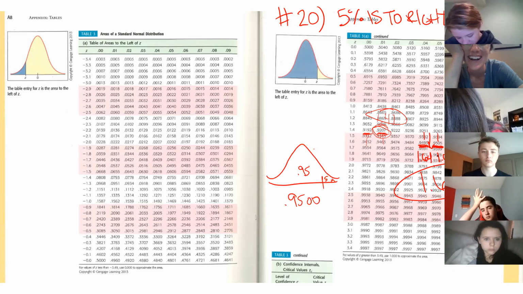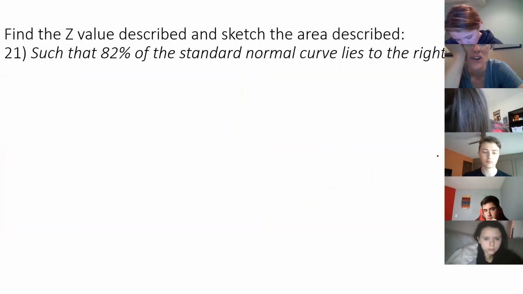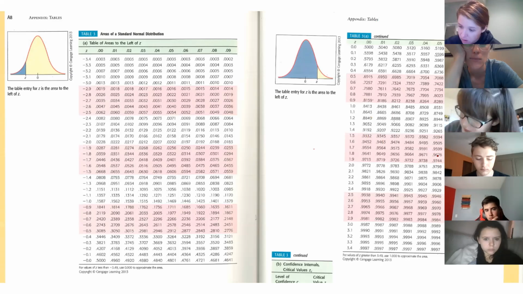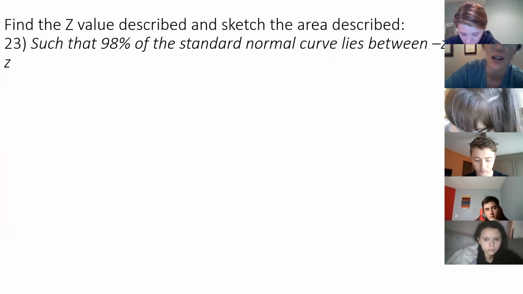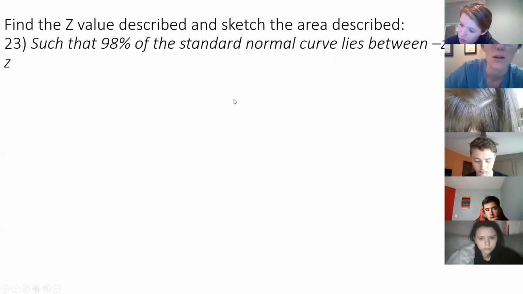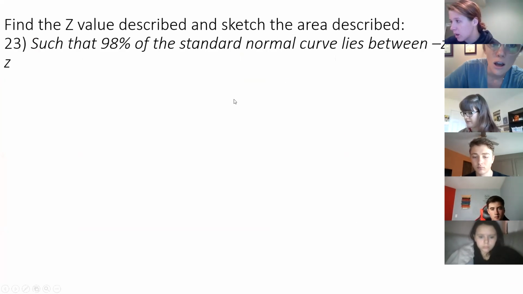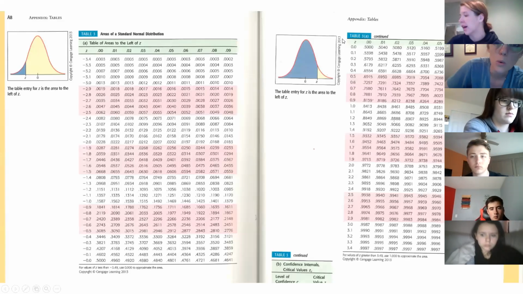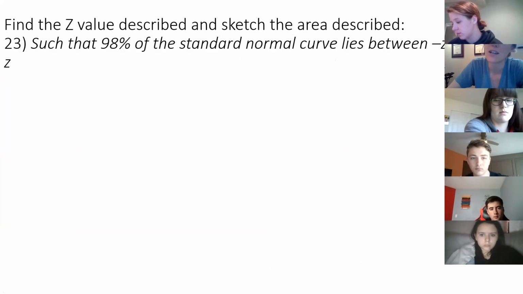Okay, I think we'll skip 21. I think you're good on 21. Let's do 23. This is a different kind of problem. So this one is you are finding the z-value such that 98% of the standard normal curve lies between negative z and z.